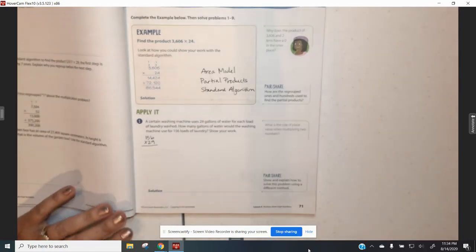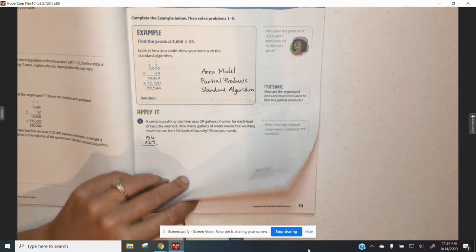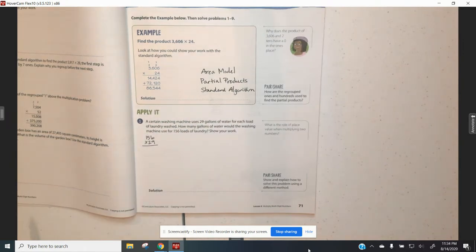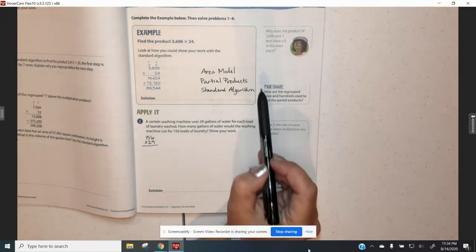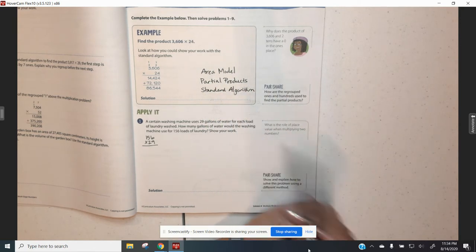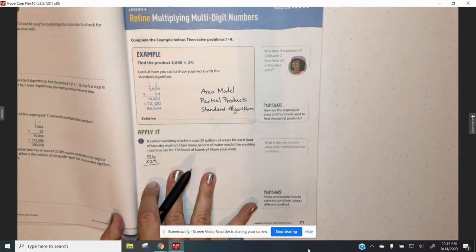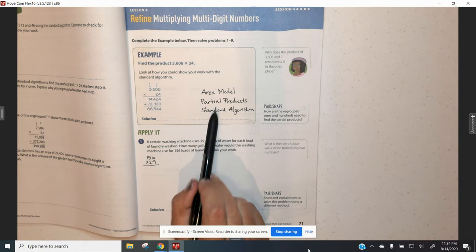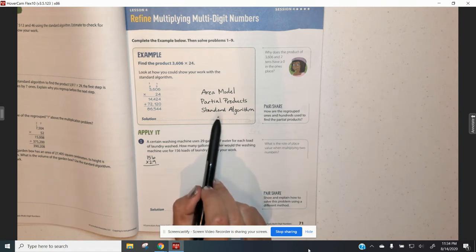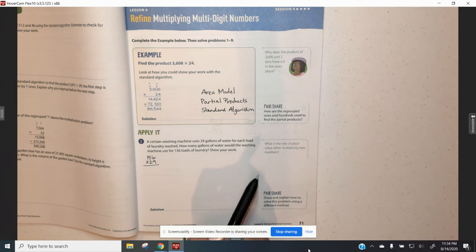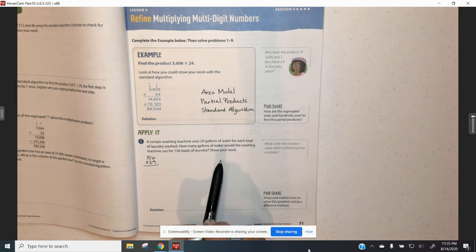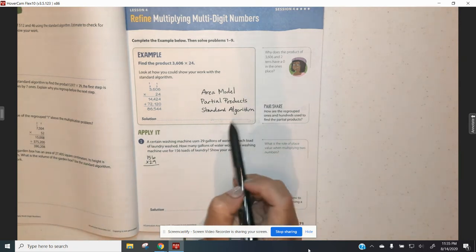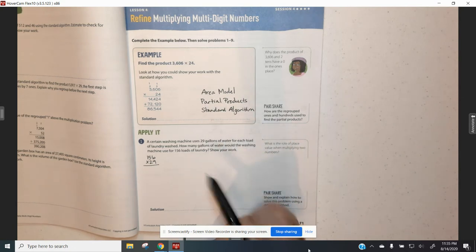Now we're going to go ahead and work in our workbook today on pages 71 through 74. You are welcome to use whichever multiplication method works best for you. So if you prefer using area model, by all means use the area model. If you prefer partial products, use that. And if you prefer standard algorithm, please use the standard algorithm. The only time I will say that you cannot use one of these is if one of the questions specifically asks you to use one of the models, like if it says use an area model or use partial products. So otherwise, you can choose to use whatever you'd like.